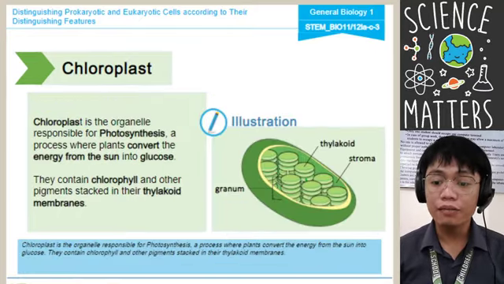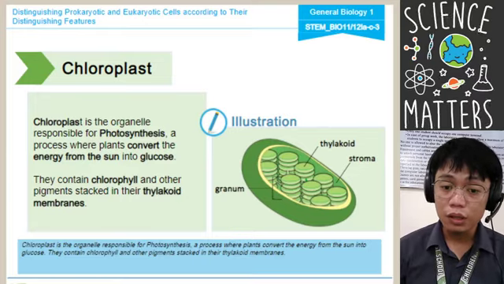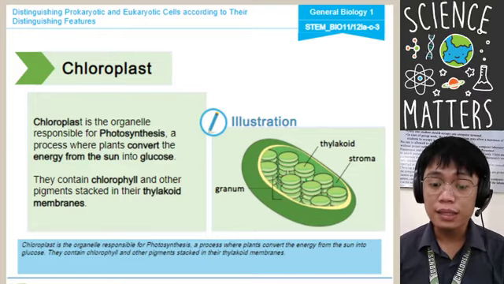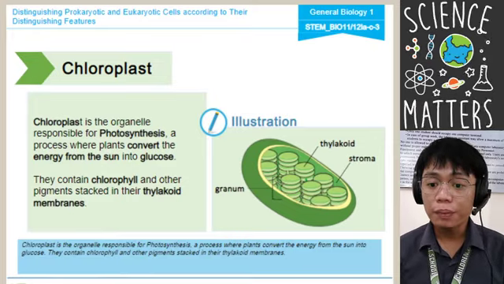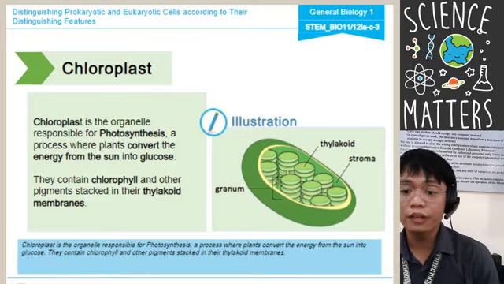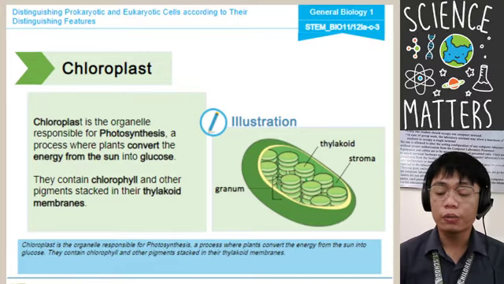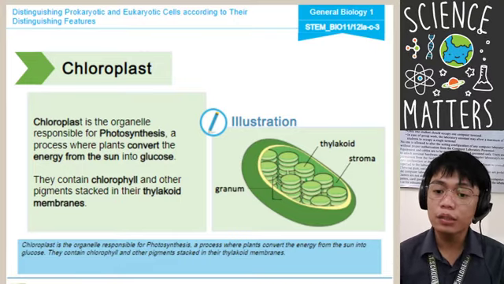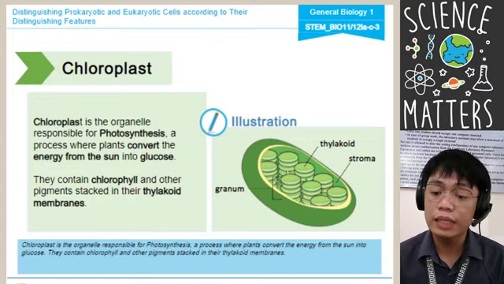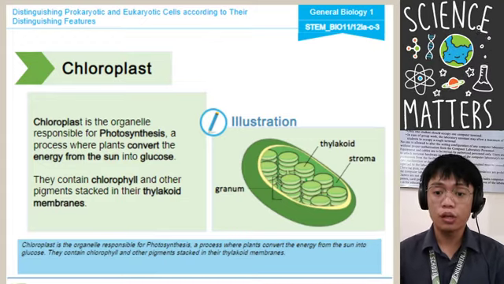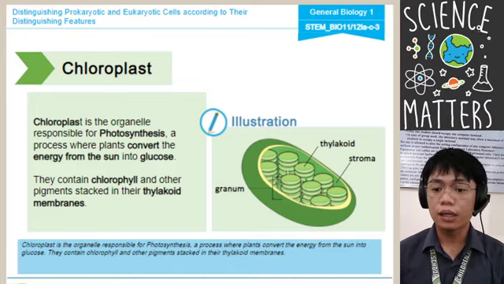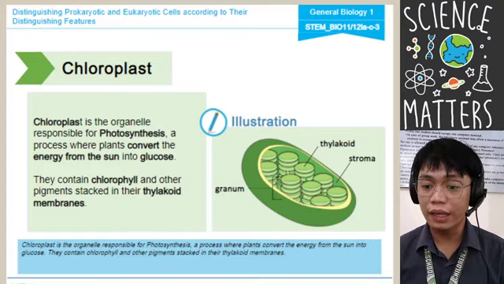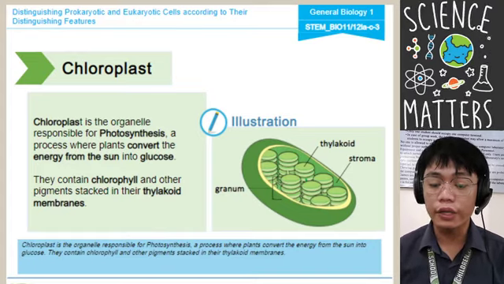Now, we have the chloroplast, and chloroplast is only present in plant cells and other plant-like organisms. Chloroplast is an organelle responsible for photosynthesis. When we say photosynthesis, it is a process where plants convert the energy from the sun into glucose molecules. Basically, chloroplast contains chlorophyll and other pigments stuck in their thylakoid membrane.